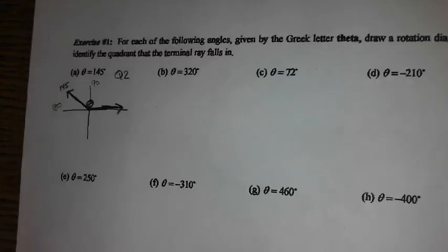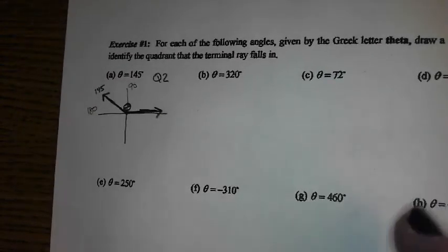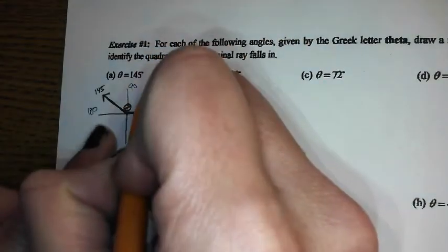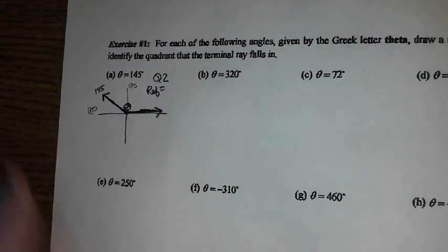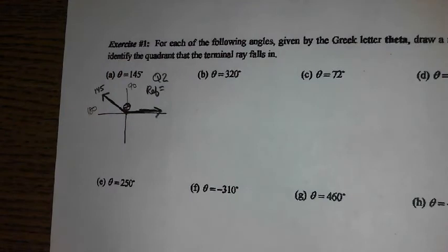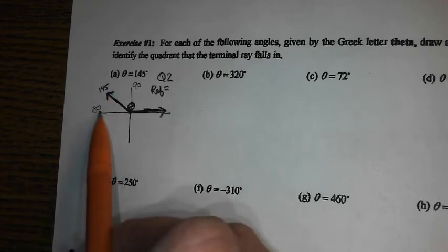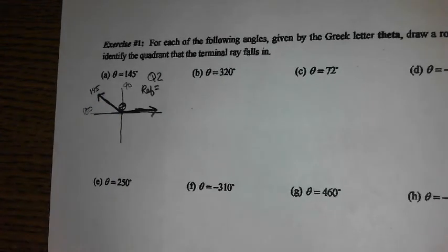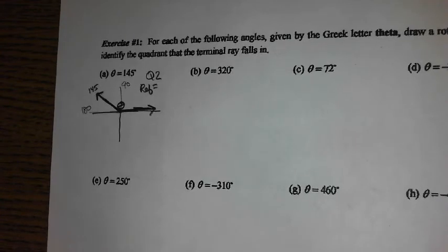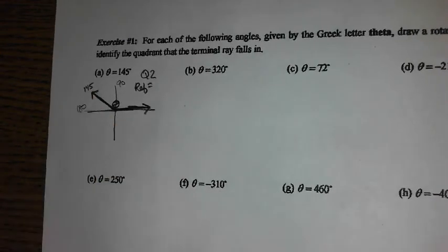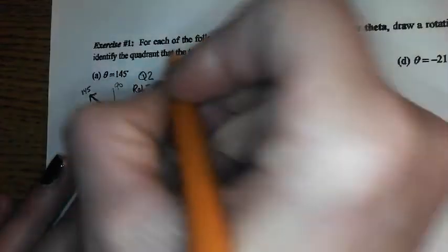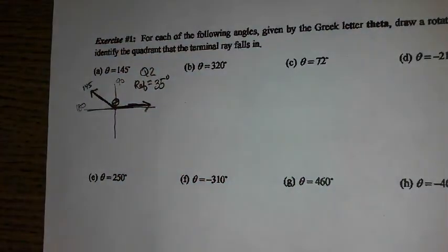Just because we need practice with it, and that's what the second section is going to ask us to do anyway, what is the reference angle of this? What is the angle between the terminal ray and the x-axis? 35. In your calculator, you could just subtract 180 minus 145 to find this difference here, which is a 35 degree reference angle. Reference angles always between 0 and 90. Okay?